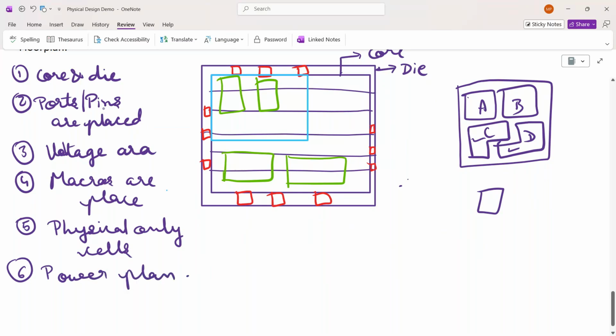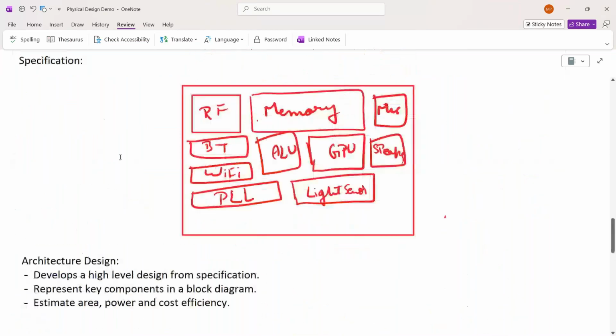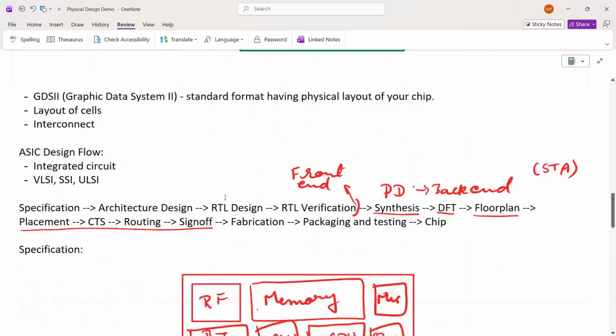Your flow. Here, now the logic starts getting converted into layout, right? That is the first step in PNR, which is called floor plan, correct? Next is what? Now floor plan is done. Next is placement. Okay, so placement is what?